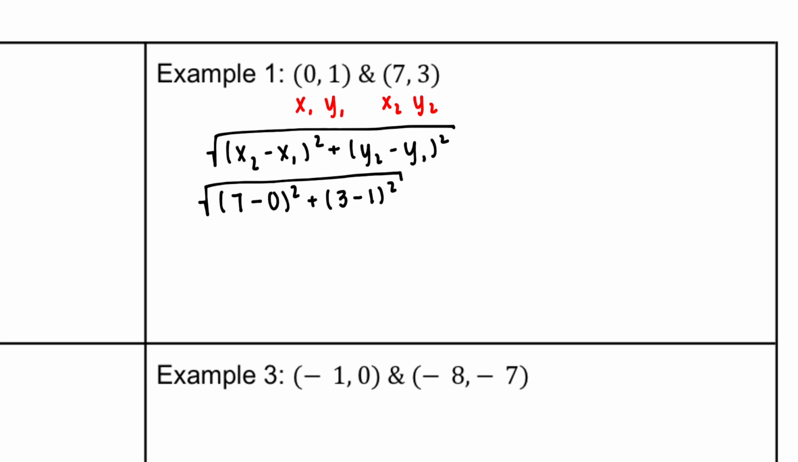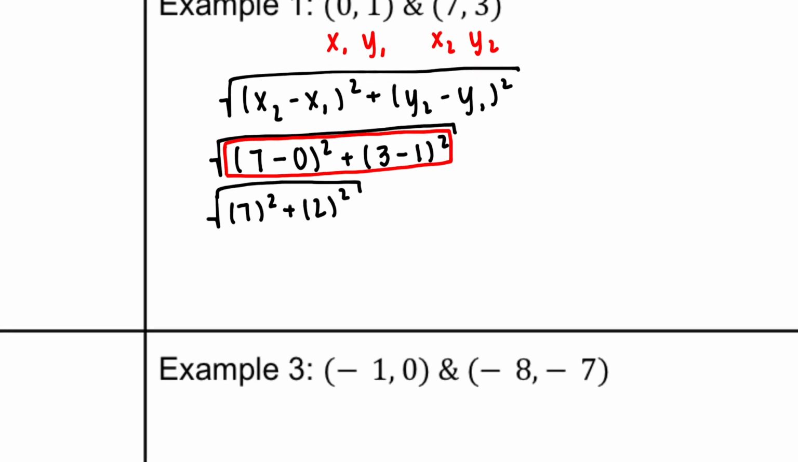I am going to simplify everything inside the square root. So you can either plug this straight into the calculator or do it in pieces like I'm about to. I have the square root of 7 minus 0, which just leaves me with 7, and then I still have the squared. Plus 3 minus 1 leaves me with 2, and I have the squared again. Now 7 squared is the same thing as 7 times 7, so I have the square root of 49, plus 2 squared, which is 2 times 2, which is 4. And the last thing I do is add everything underneath that radical, so I have the square root of 53, and this is your final answer.